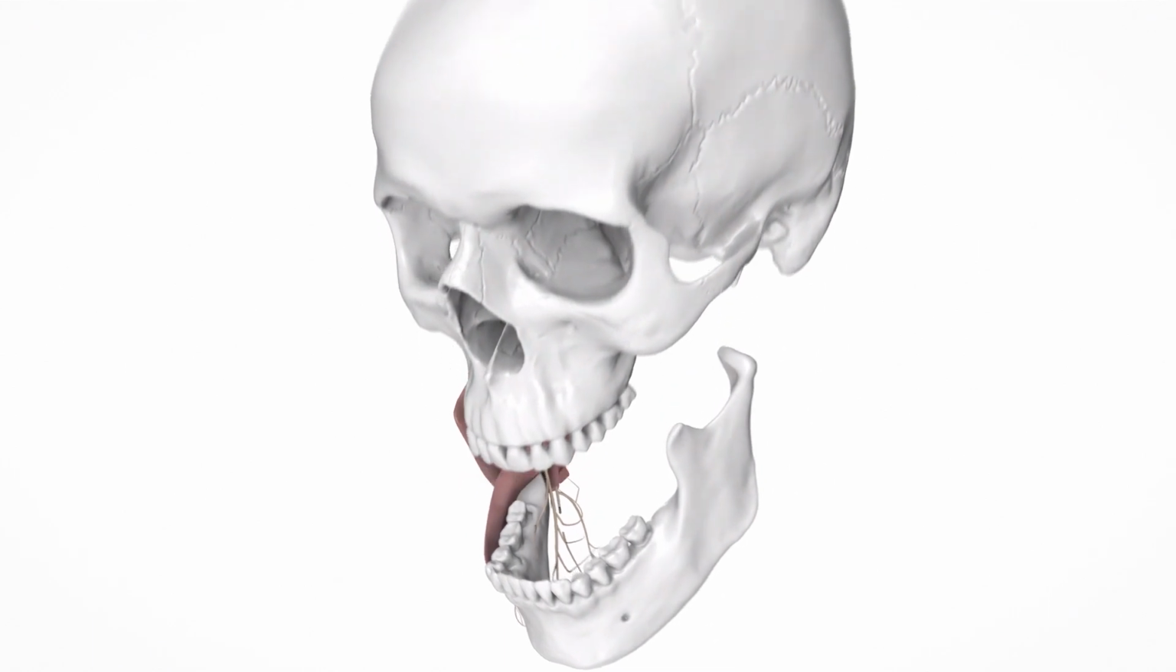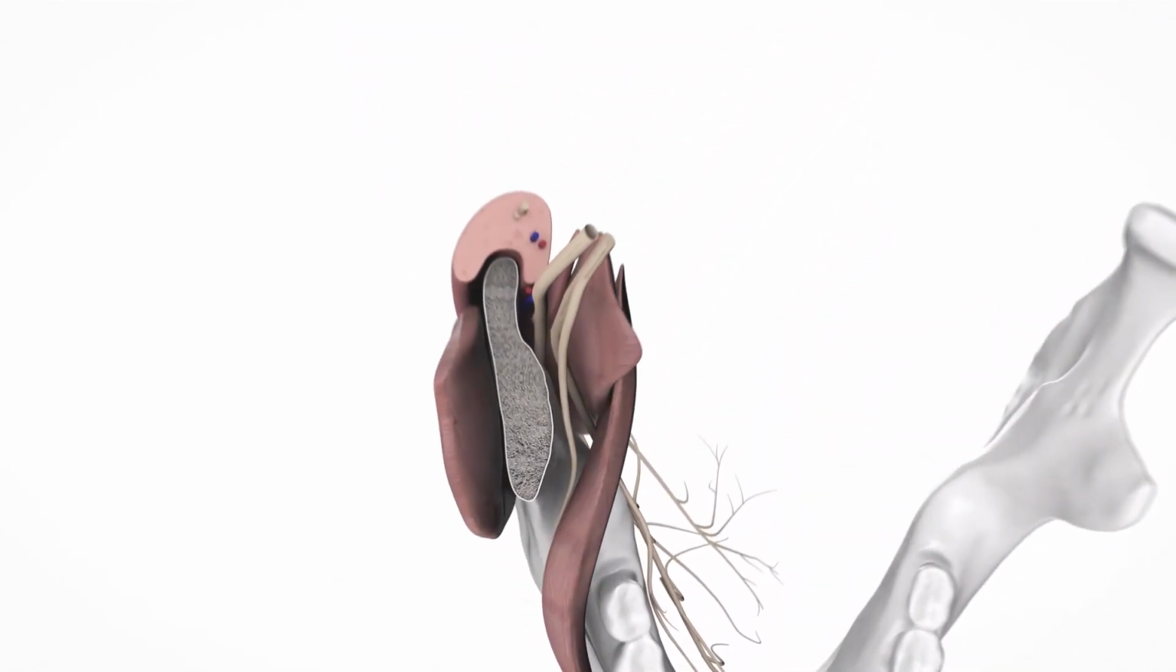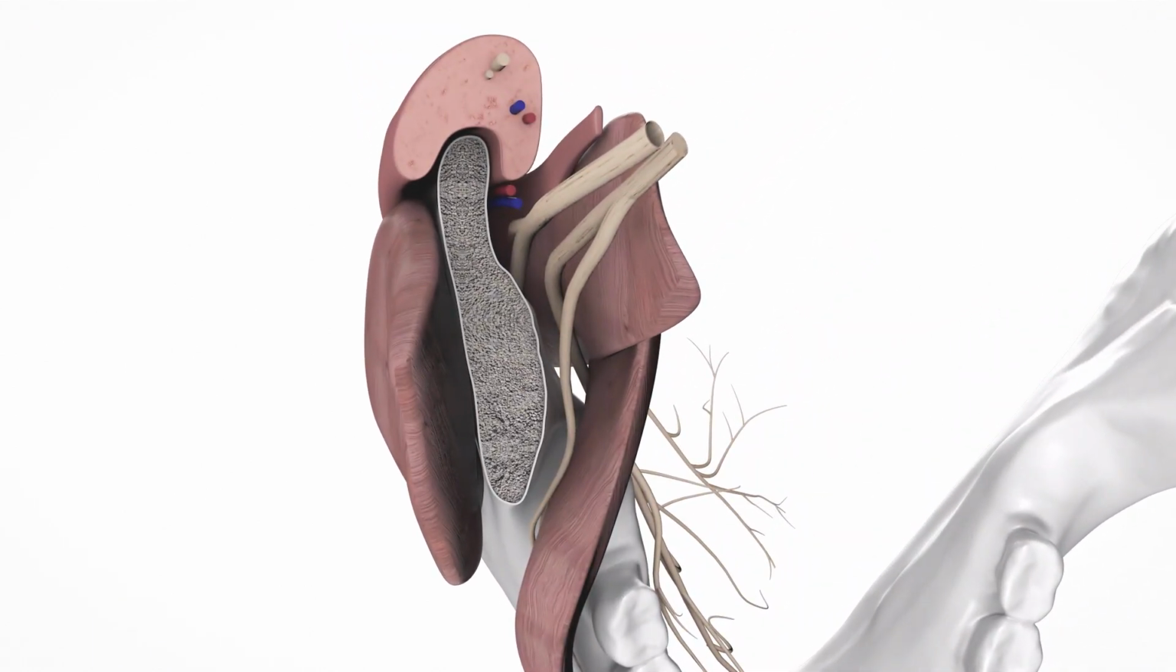The pterygomandibular space, as seen in this transverse section across the ramus of the mandible, is bounded medially by the medial pterygoid muscle, laterally by the mandibular ramus, posteriorly by the parotid gland, and anteriorly by the oral mucosa, submucosal connective tissue, and the buccinator muscle. Superiorly, it is defined by the lateral pterygoid muscle.